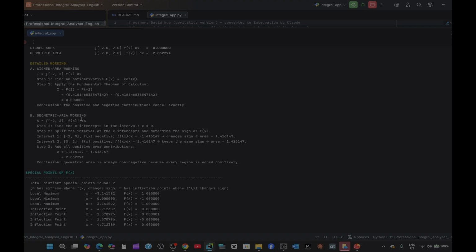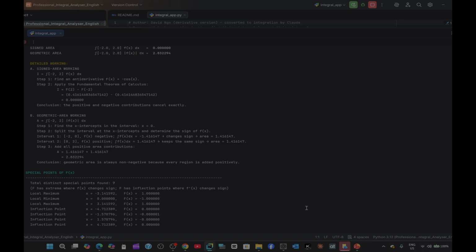When you talk about geometric area, the function has to be the absolute value. So you find the x-intercept at x is 0, and you split them up. You split the interval, minus 2 to 0 and 0 to 2. So that was 2 parts. That's why you add up. You see the area up, right? That's why you got the answer. So, conclusion: a geometric area is always non-negative because every region is added positively.